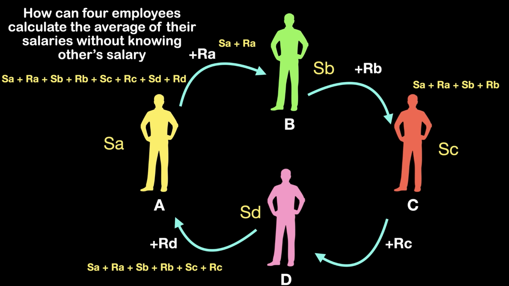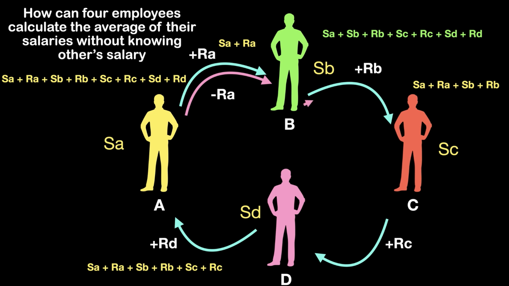Now A subtracts his random amount, since A knows the random amount initially added, and gives the final figure to B without showing that to D. B will now receive the figure SA plus SB plus RB plus SC plus RC plus SD plus RD. Here the random amount which was initially added by A is not present.